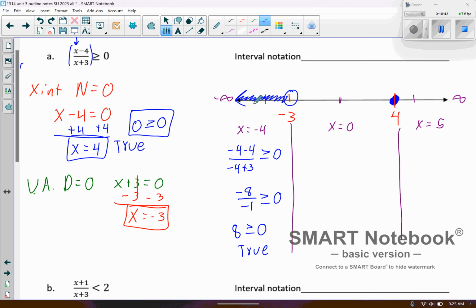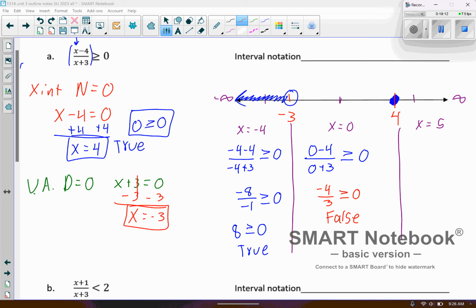And then the next one we want to try is 0. So we're going to have 0 minus 4 over 0 plus 3. Is that greater than or equal to 0? And so we're going to end up with -4 over 3 is greater than or equal to 0. Well, that's a negative ratio. That's a negative value. Negative values are not greater than or equal to 0, so that is going to be false.